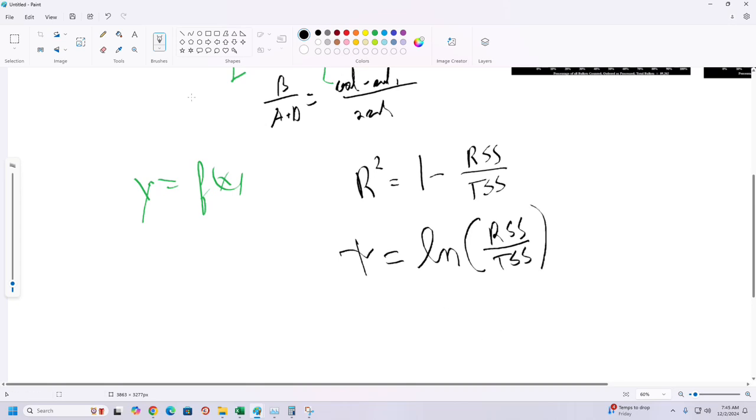So let's say that RSS over TSS was equal to 1/4, my bad. Well, this would mean that this is a very good model because it's 4 times better at predicting y than just taking the baseline average of TSS.